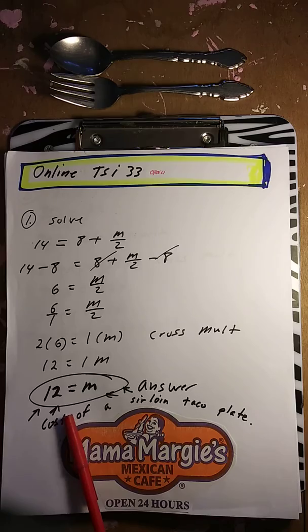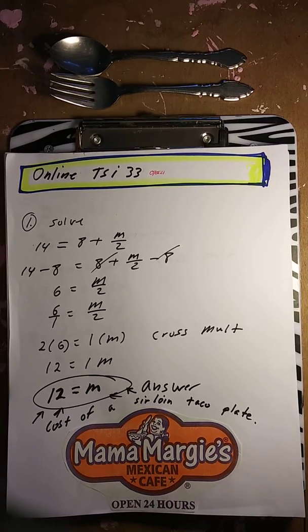Or, this is the cost of a sirloin taco plate. You know where, Mount Margie's, 24 hours. Alright, let's go to the next question.